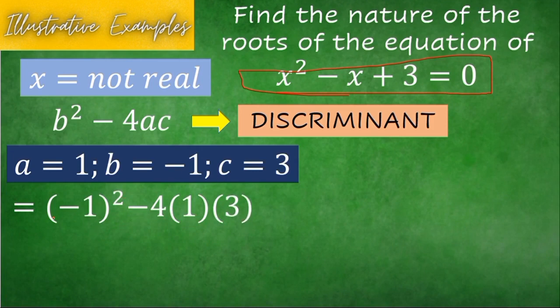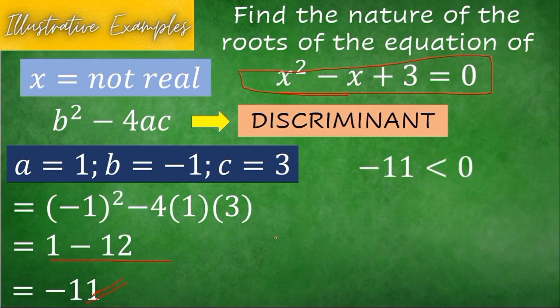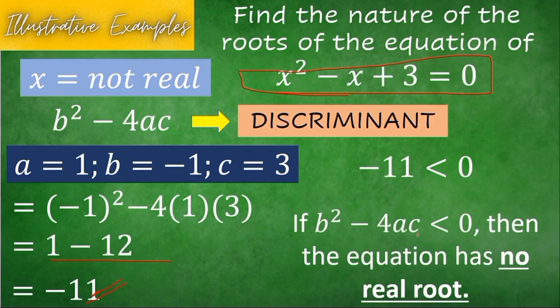Substitute it to the discriminant, which is negative 1 squared minus 4 times 1 times 3. Negative 1 squared is 1. 4 times 3 times 1 is 12. 1 minus 12 is negative 11. Negative 11 is less than 0. Basically, if it is negative, it is less than 0. So, with that, since b squared minus 4ac is less than 0, then the equation has no real root.